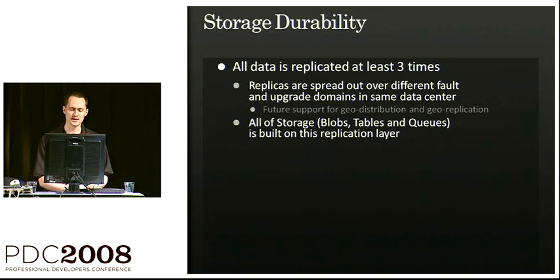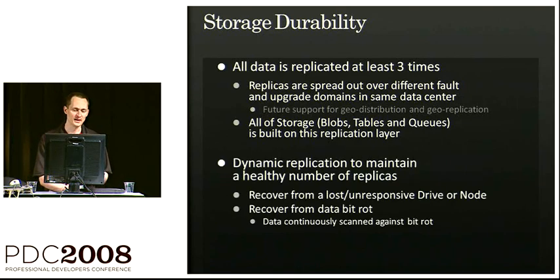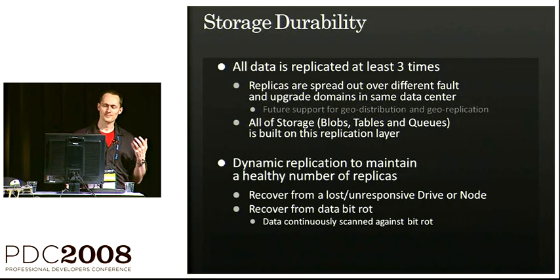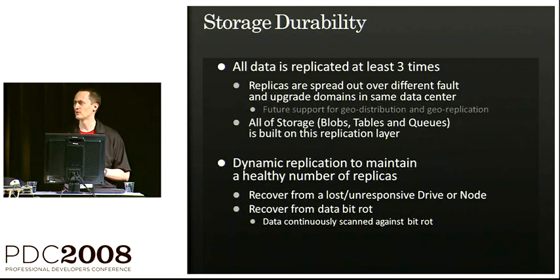One of the key points of this replication layer is dynamic replication. If there's ever a drive failure or a node failure, your data is dynamically re-replicated to get it back up to a healthy number of replicas. So if you had some data on a drive and it went down, you still have your 2 healthy replicas, which we re-replicate to get you back up to 3 or more healthy replicas.